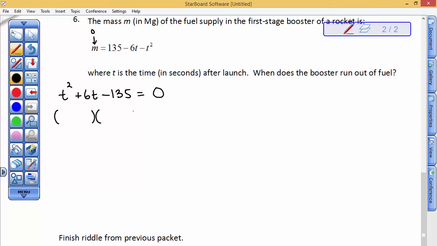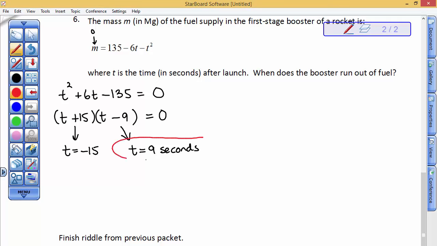And so I believe that the two numbers that multiply to be 135 are 15 and 9. It will have to be a positive 15 and a minus 9. And when I set this one equal to 0, t will be equal to a negative 15 seconds. And when I set this one equal to 0, t will be equal to 9 seconds. Would you please tell me that there's only one answer to this problem? It's the 9 seconds, because time cannot be negative. In our next segment, we'll solve by a different method. This was solving by factoring.